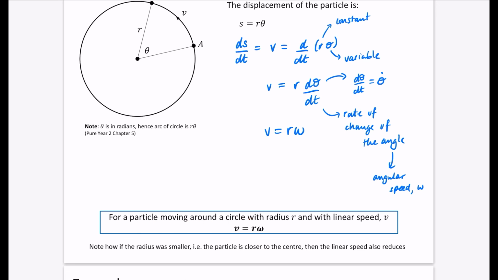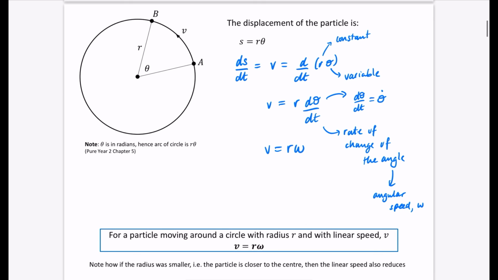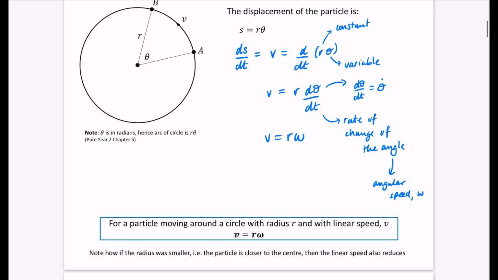So for a particle moving around a circle with radius r, which is a constant, and with linear speed v, the linear speed is equal to r multiplied by the angular speed. This kind of makes sense because note how if the radius was smaller, if it wasn't all the way out here, if it was a smaller circle like this, but it still had the same angular speed, the particle is closer to the center, so the linear speed also reduces. Sorry, I think just then I said it was moving faster, but on the outside it would feel like it was moving faster, whereas if it was closer to the center, its speed would be reduced. So that's why the speed is directly proportional to the size of the radius.